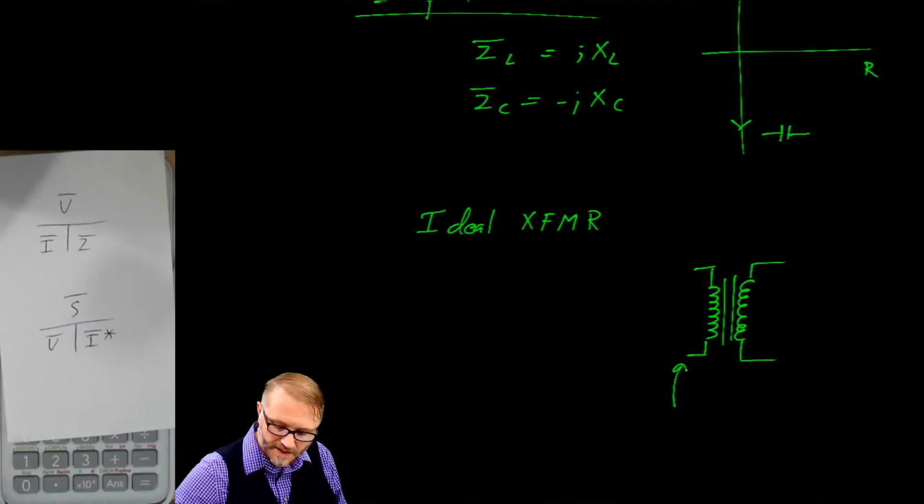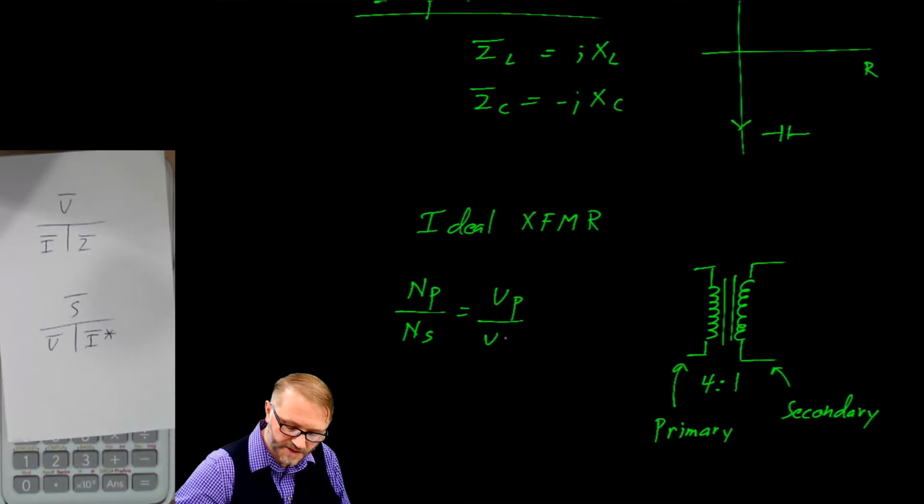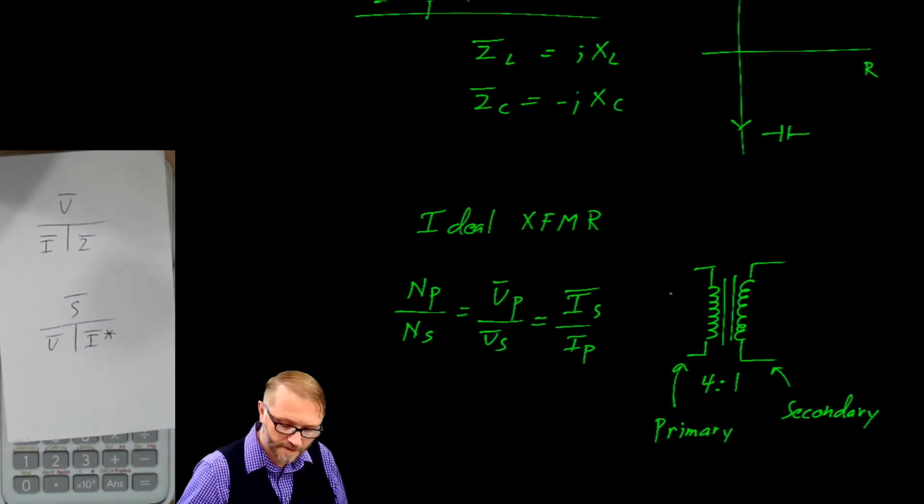We called this side the primary and this side the secondary. A transformer was a ratio machine, so the number of turns in the primary over the number of turns in the secondary, for example, 4 to 1, is equal to the voltage in the primary over the voltage in the secondary, is equal to the current in the secondary over the current in the primary. You'll notice it goes primary, primary, secondary. It's very easy to get those backwards.